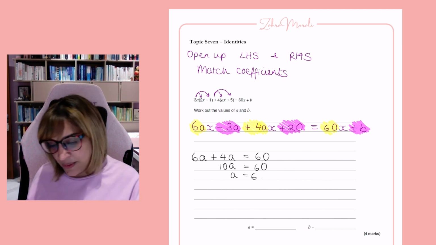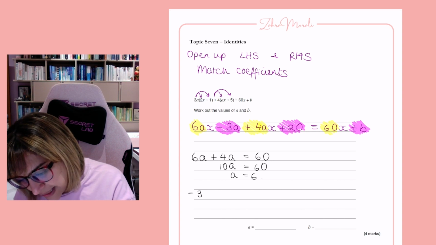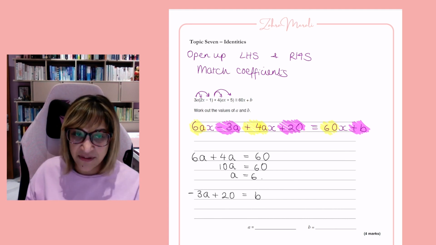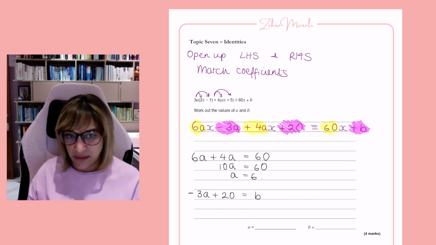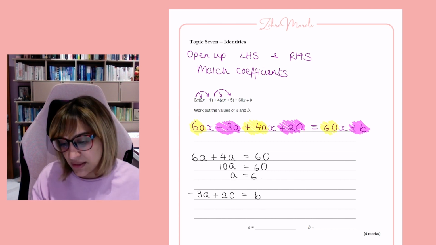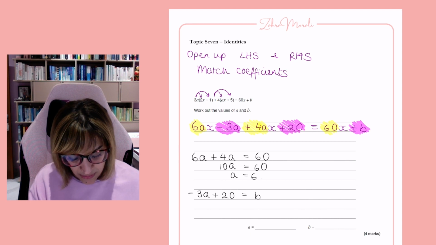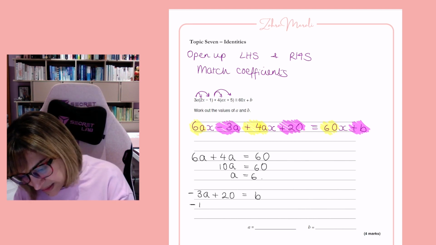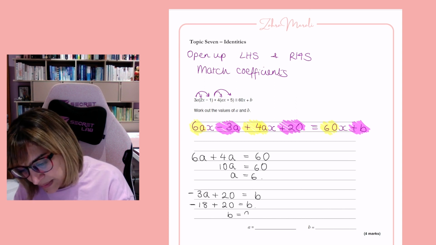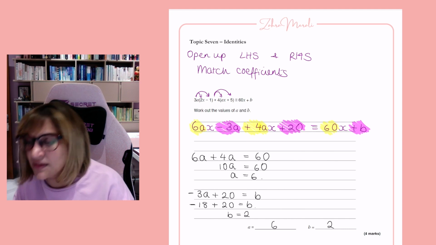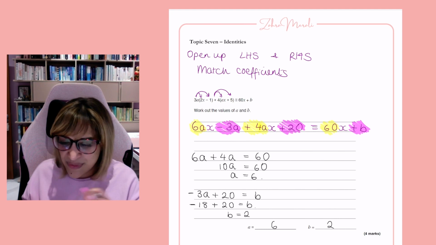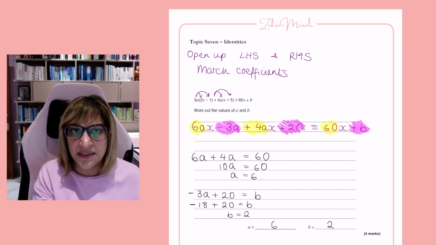Right, next one. We now got minus 3a plus 20 equals b. But we already found out a, so we can substitute it in. So we're going to do minus 3 times 6, right? So minus 18 plus 20 equals b, so b must be 2. And don't forget to write your answers into the answer box, especially if you're somebody whose working can sometimes get a little bit messy, so it makes it super clear.